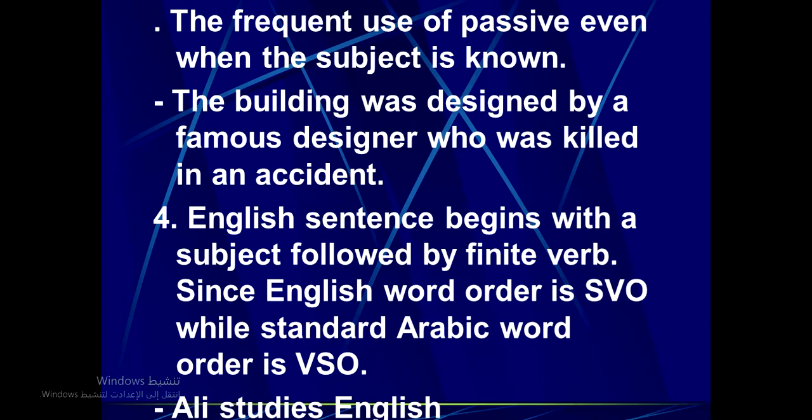English prefers the frequent use of passive even when the subject is known. So for example, the building was designed by a famous designer who was killed in an accident. An English sentence begins with a subject followed by a finite verb. It says English word order is subject verb order, while standard Arabic word order is verb subject object.